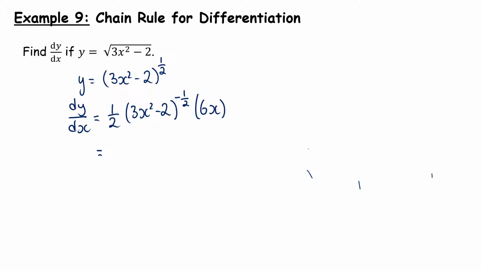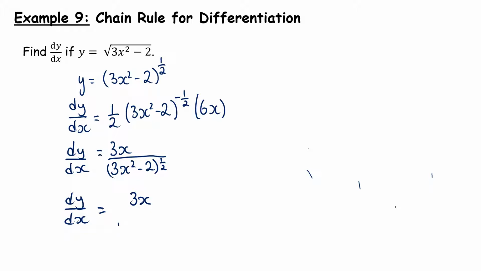I'm going to multiply the half by 6x. That gives me 3x. And then, because it has a negative power, and we discussed this, it really shouldn't have a negative power, so we want to change that. So we'll bring it underneath the line. So we get 3x squared minus 2, and that's all to the power of a half. It also shouldn't have any fractions in the powers, so we're going to change that into the square root of 3x squared minus 2, and that will be our final answer.